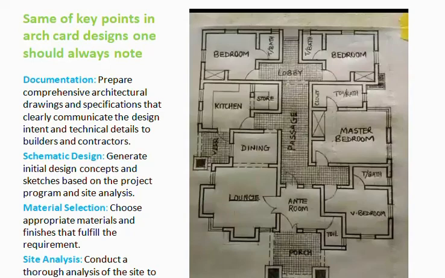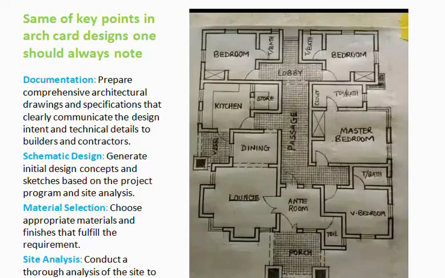There are some key points of architectural design one should always note. First, documentation. You should prepare comprehensive architectural drawings and specifications that clearly communicate the design intent and the technical details to builders and constructors. This documentation is a key point in architectural design. The other thing is material selection. Choose appropriate materials and finishes that fulfill the requirements.